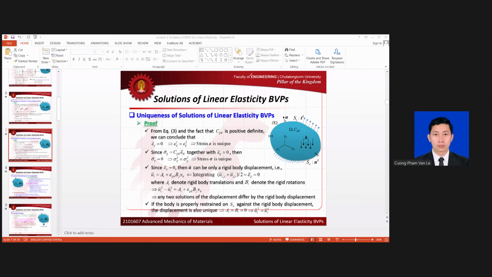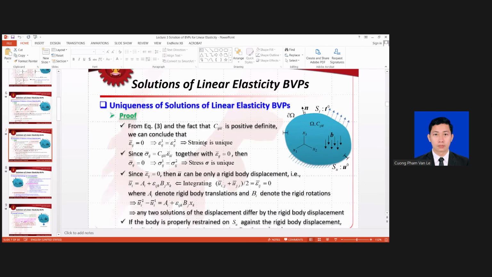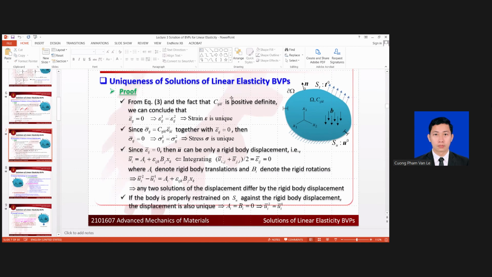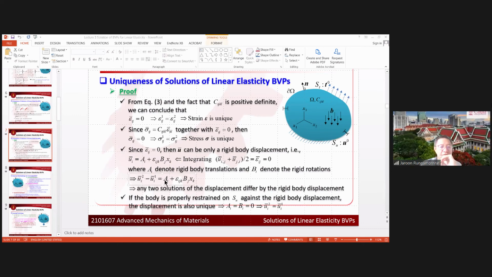Yes. But in a particular solution, it means there are many solutions for Ui. I mean, in a problem, we have many Ui. That's right. That's right. Because in your case, you can think about that.